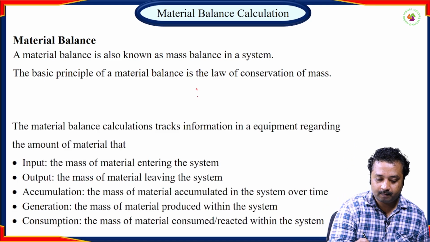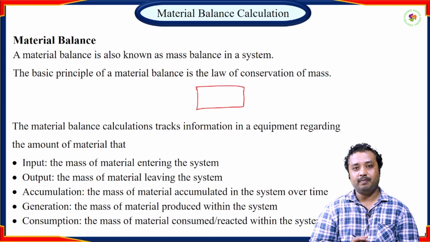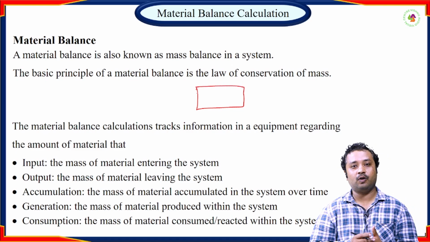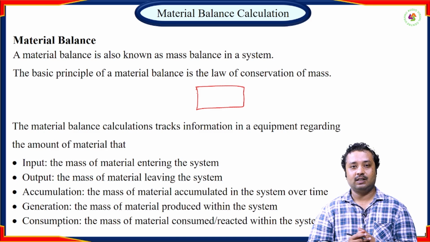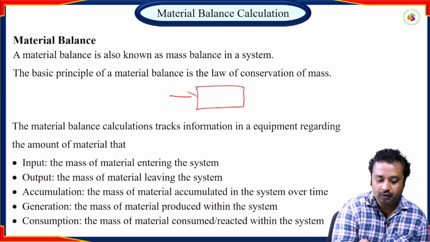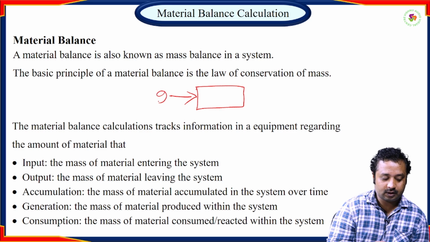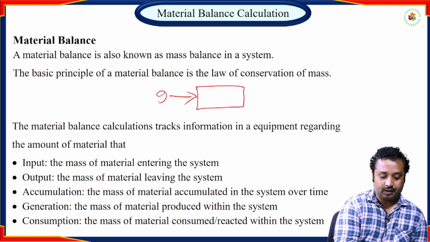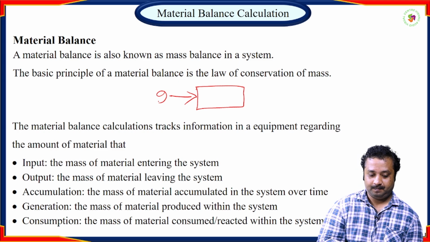So suppose let us consider we have a system. That system may be either a unit operation where only physical changes occur, or a unit process where both physical and chemical changes are occurring in the system. So, in material balance, whatever the amount of material that is incoming comes under input. Input is nothing but the mass of material entering the system.